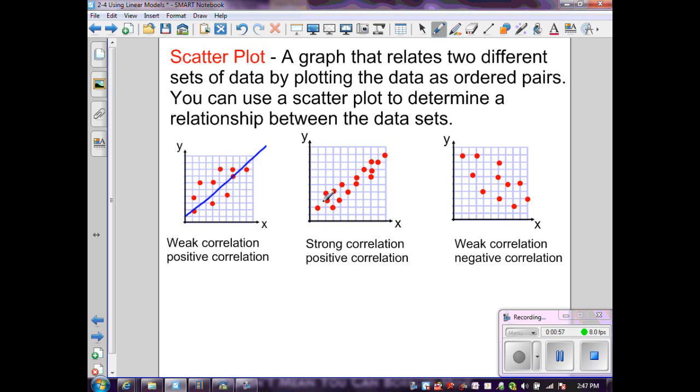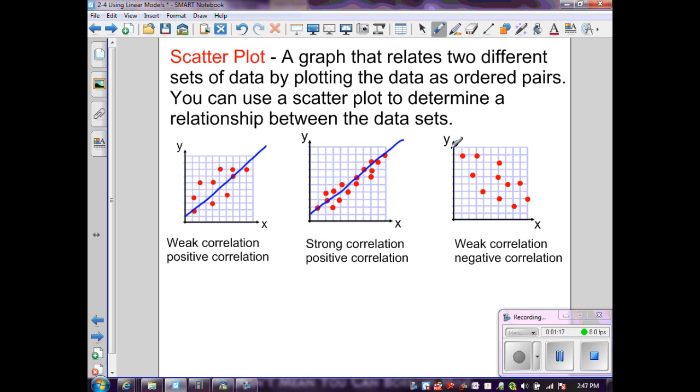Here, the data is very close together, very tight. Also, it is increasing from left to right, so that tells me that it's still a positive correlation, but since the data is very tight together, and it looks like it's forming a line, very tightly knit, that would be a strong correlation between the set of data.